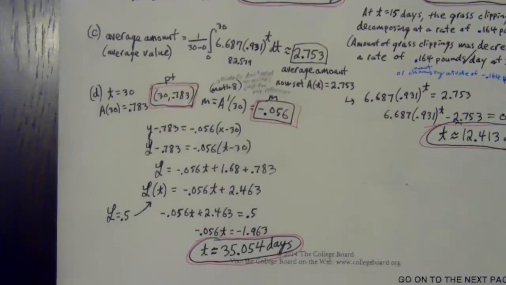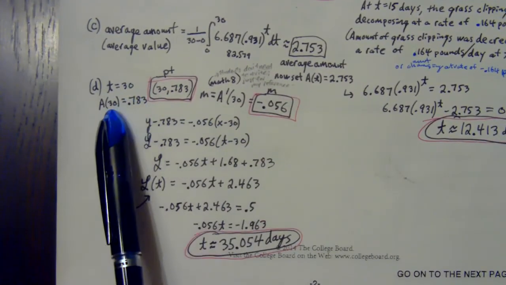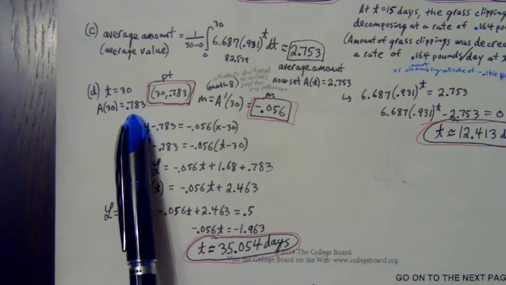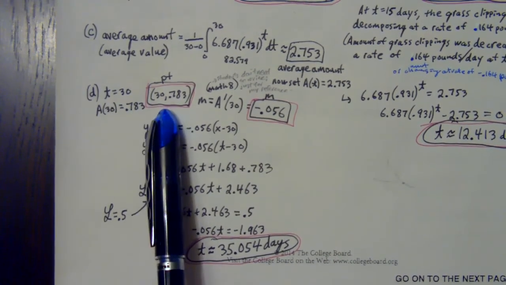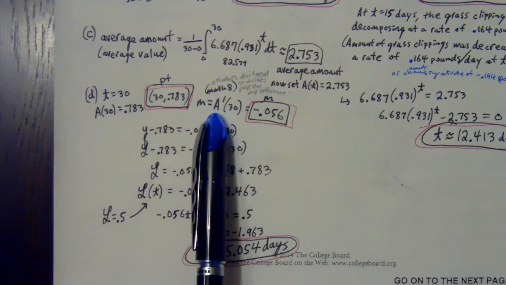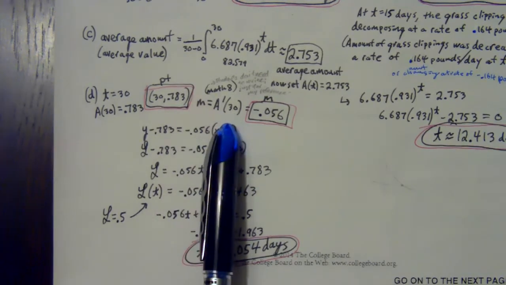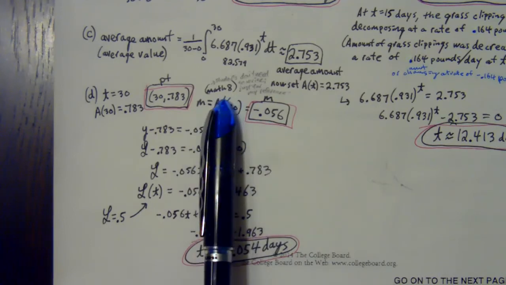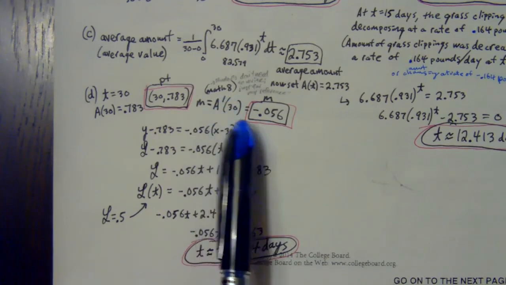So it says that t equals 30. Now, at t equals 30, that's your x value. You figured out your y value. We figured that out on part A is at 0.783. So there's our point. And then the slope is your derivative. You could do the math 8 function again at the 30 to get the slope right there. You don't have to write down math 8. You could just write down A prime of 30 is equal to that.